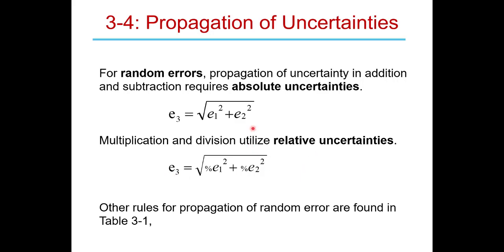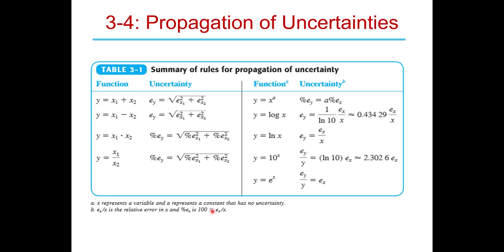So what if you're doing a mathematical operation other than adding, subtracting, or multiplying and dividing? Now that's mostly what we do in analytical chemistry, but a few times we'll have to take logarithms and that kind of stuff. Well, there are other rules for propagation of random error found in table 3-1 in your textbook. And here is that table.